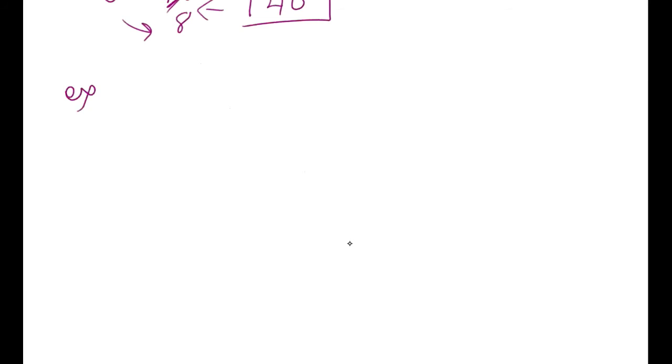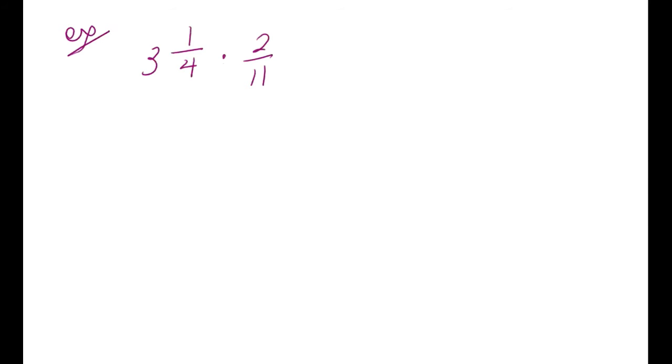All right, next example. What happens if we have a mixed number, 3 1/4 times 2/11? Well, remember, we're going to have to take that mixed number and change it into an improper fraction. So we do bottom times the whole plus the top. So 4 times 3 is 12 plus 1 is 13, all over 4.